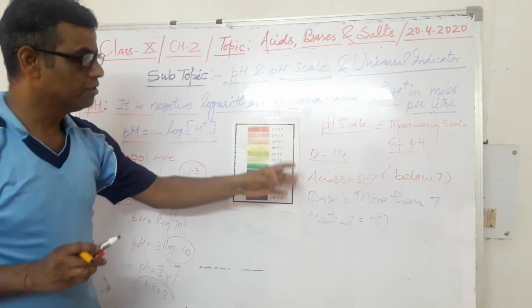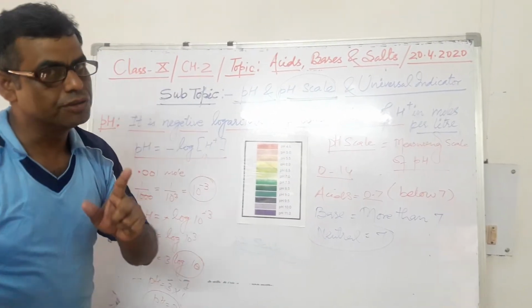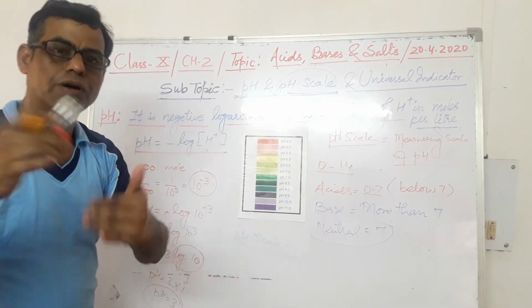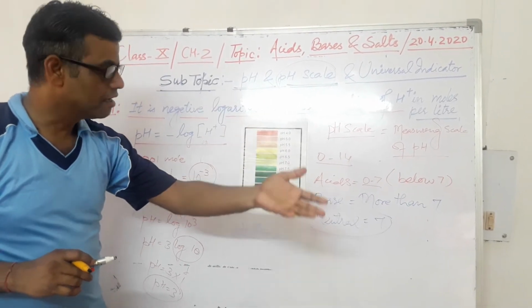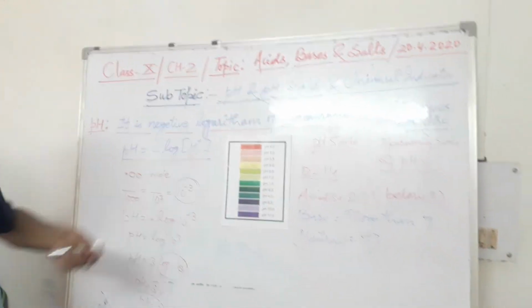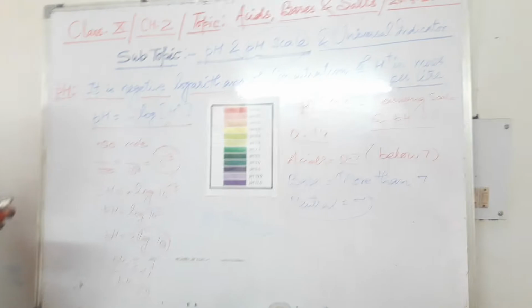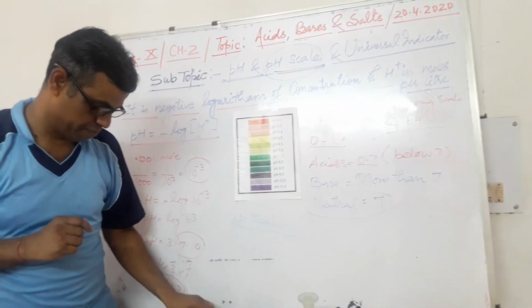Again I am telling you, for acids the pH range is between 0 to 7, which means it should be below 7, for bases it is more than 7, and for neutral it is 7. This is the pH scale. Then I will tell you how we calculate the pH of a given solution.